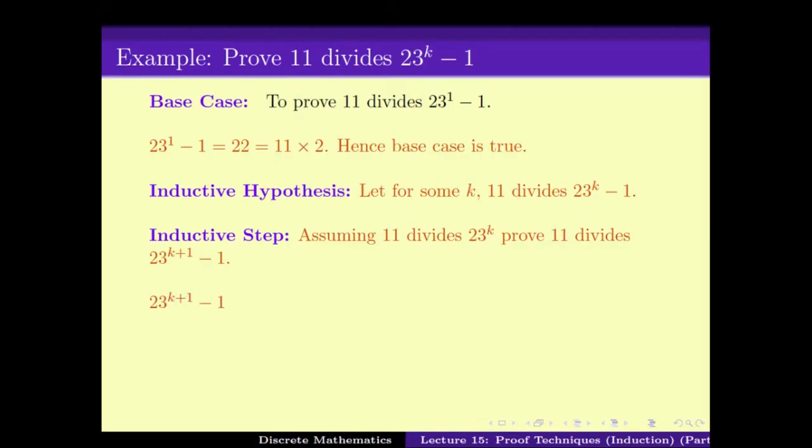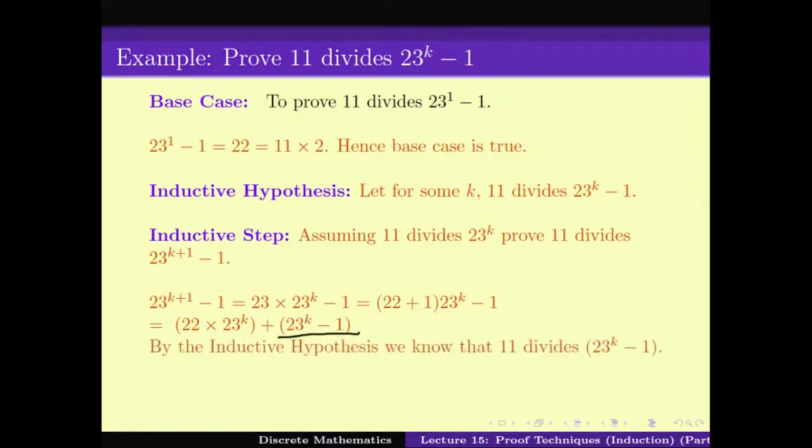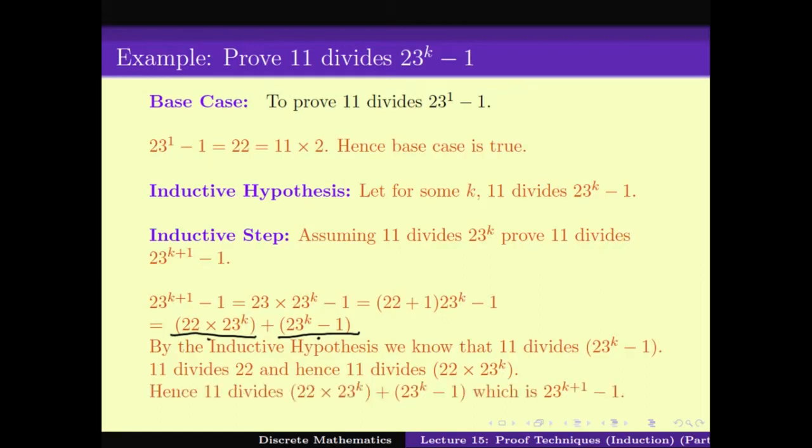So 23 power k plus 1 minus 1 is nothing but 23 times 23 power k minus 1. If I write 23 as 22 plus 1, we get 22 times 23 power k plus 23 power k minus 1. Now by the induction hypothesis, 11 divides this 23 power k minus 1. And the first term, which is 22 times 23 power k, is divisible by 11 because 11 divides 22. So thus 11 divides both this term and this term, and thus 11 divides the sum of the terms, which is 23 power k plus 1 minus 1.